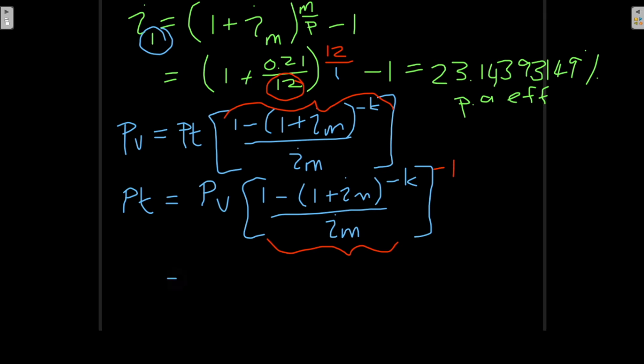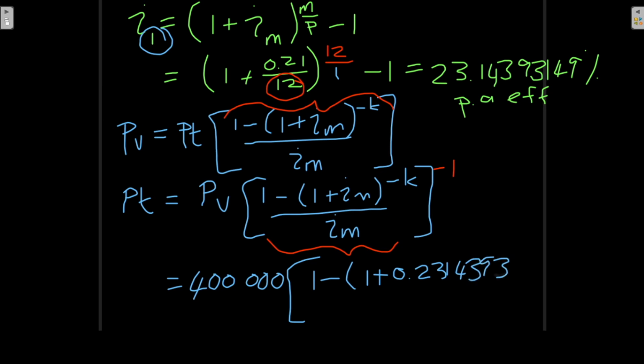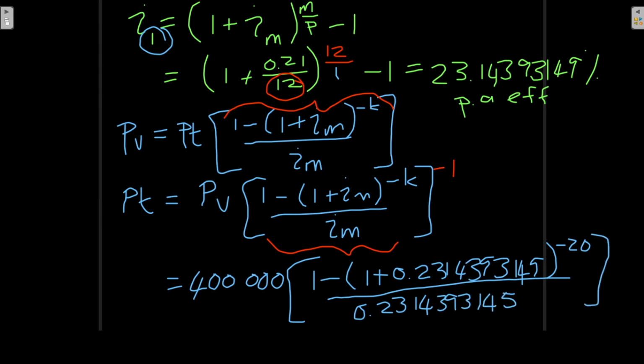And then we just do the substitution. So our present value is the 400,000 rands. And now we substitute our equivalent effective annual interest rate, and we write it in decimal form. So that is what we have calculated previously. And our K is now 20 because we have 20 annual payments. And this is everything to the minus 1. Okay, and then you can do your calculations. I don't have space for that, so I'll just write it here.